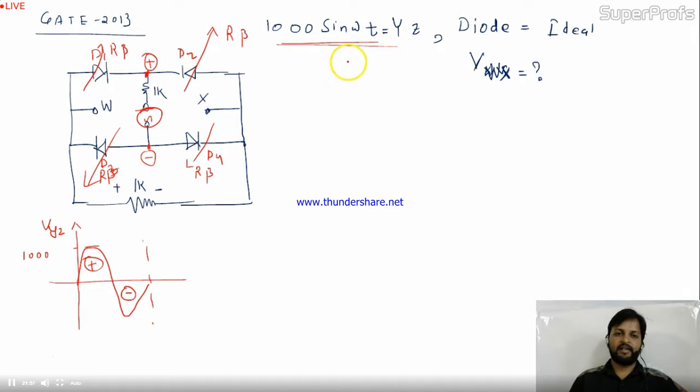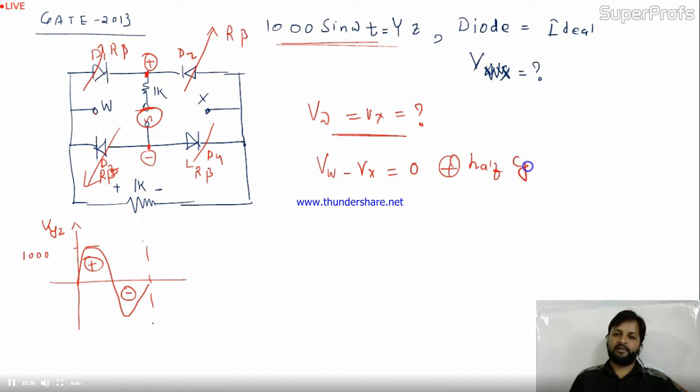Is it okay? If all are open circuit, VW and VX will be the same or not? Tell me. All are open circuited, no voltage is there. Whatever voltage is there, it's the same, 0 volt. So they're asking VW minus VX, and that is 0 by this equation. So when you choose the positive half cycle, your answer is 0.